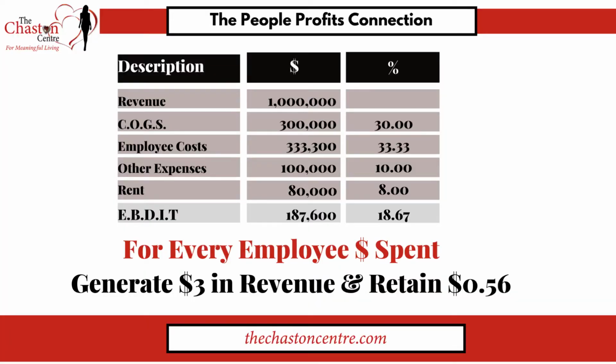As you can see, revenue is $1 million, cost of goods at 30%, employee costs at 33.33, other costs at 10, rent at 8, giving you a return on EBIT, earnings before depreciation, interest and tax, at 18.67% or $187,600, which equates to, for every employee dollar spent, you are generating $3 in revenue and retaining 56 cents. So you generate $3 from your employees and you retain, after all of your other expenses, 56 cents.